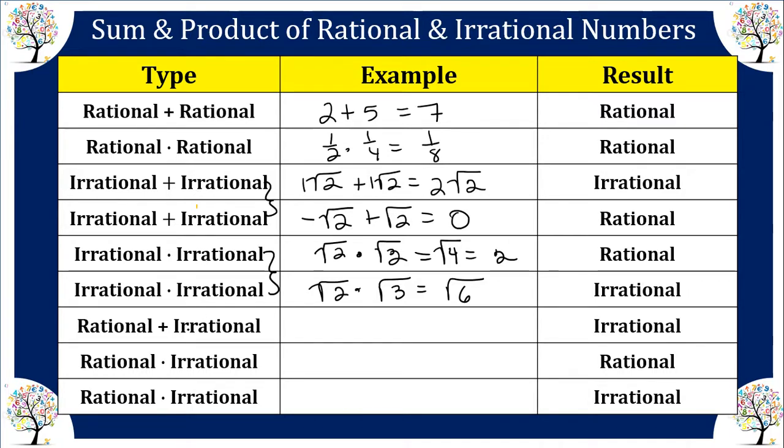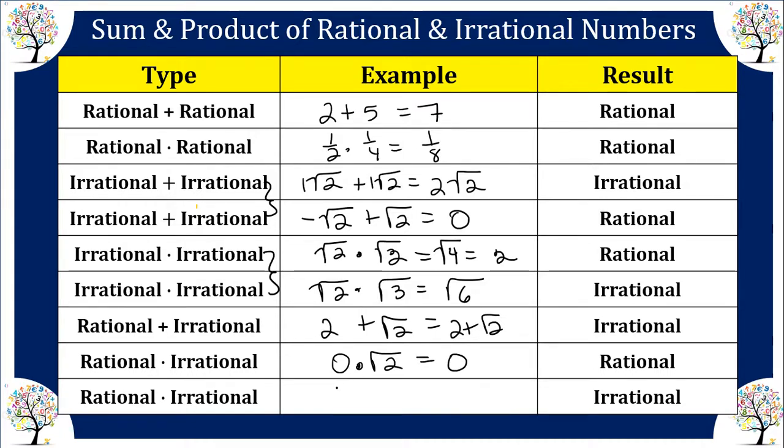Now, if we have rational plus irrational, so let's just say 2 plus the square root of 2, we can't even combine that together, so we just get 2 plus the square root of 2, showing irrational. Now we have rational times irrational, and we want to get rational. So let's use 0 times the square root of 2, and that gives us 0. So we have a rational times irrational to produce rational.